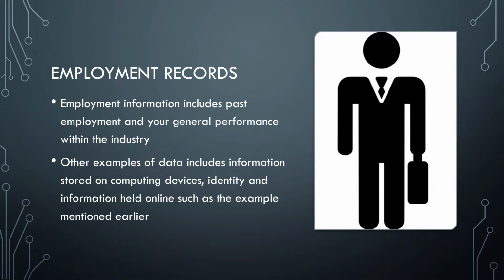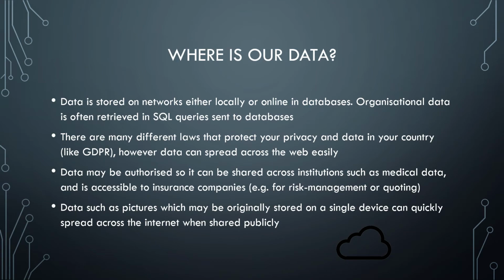Lastly, we have employment records. So employment information includes past employment and your general performance within the industry. Other examples of data include information stored on computing devices, identity and information held online, such as the example mentioned earlier. So finally, we need to ask ourselves, where is our data?